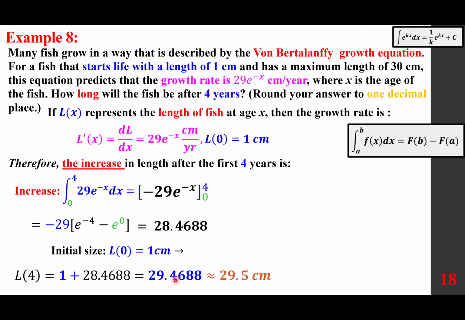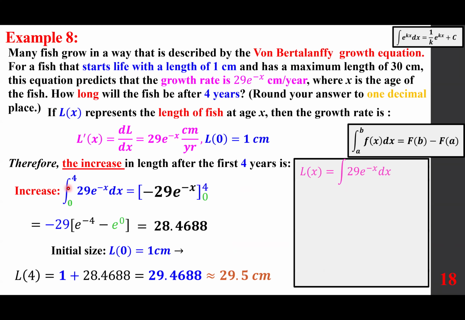However, the second method, and I'm going to discuss it in a moment: if they ask you how long is the fish after 4 years, 5 years, 7 years, you have to repeat this integration again. Instead, let's find L of x without paying any attention to the limits. Since we know this is the answer, we're going to add a constant, and of course, L of 0 is 1.